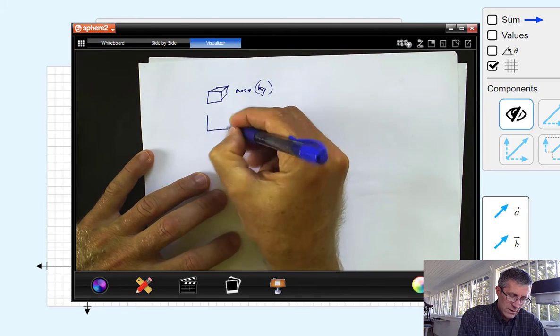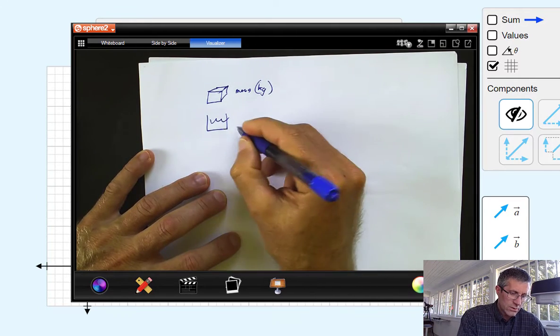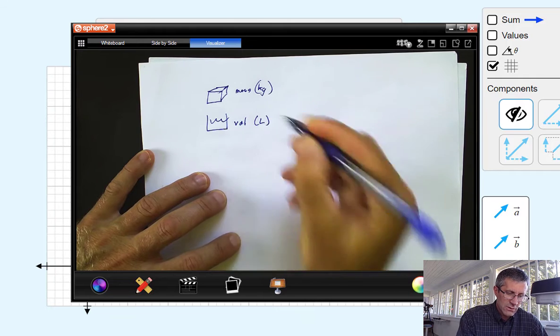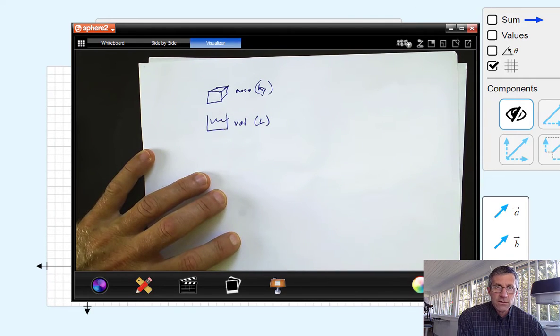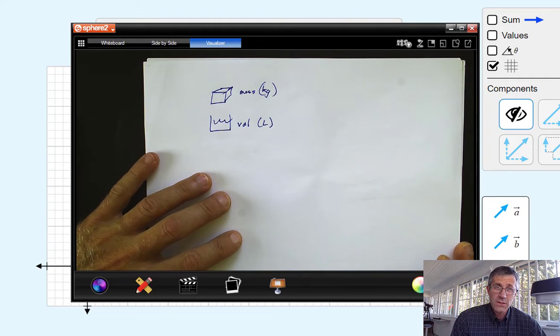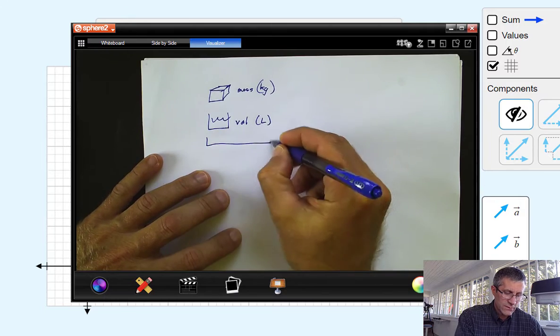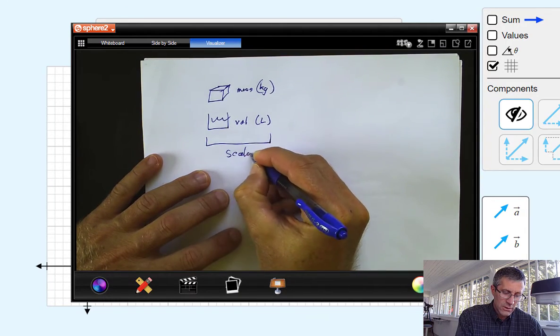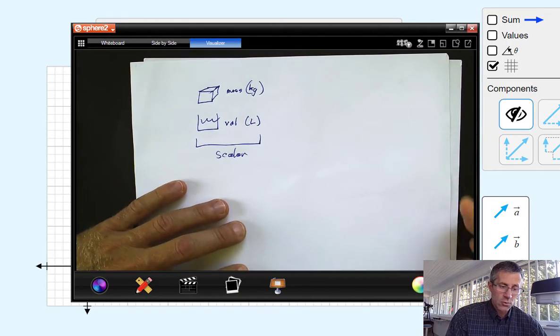I can have other things like volume. If I fill up a glass with water, it's going to have some sort of volume. We're going to measure this in liters. And that just has a number. It doesn't have a direction. We're going to get into most of the things in physics have a direction associated with them. So these are going to be vectors. These things that have just a number, we'll call a scalar. Those things that are going to have direction as well.